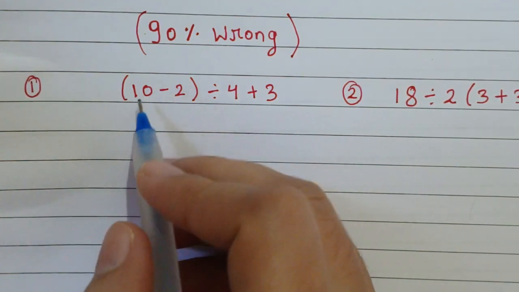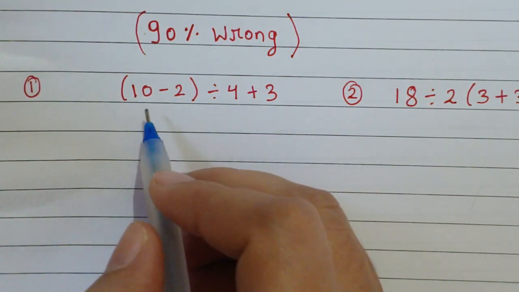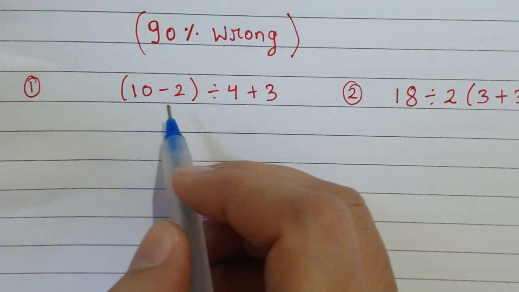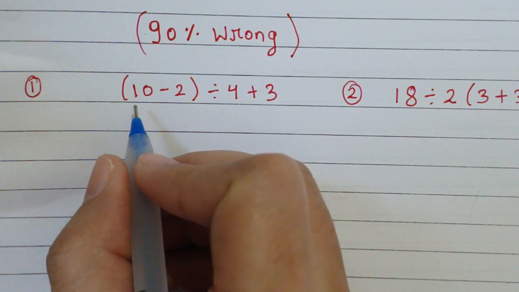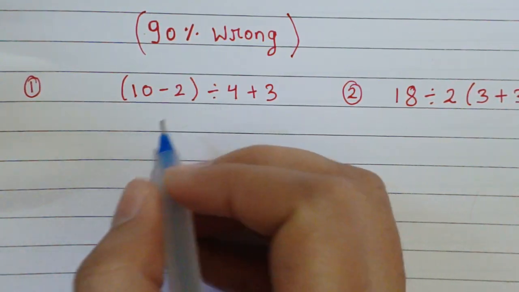So first question is bracket 10 minus 2 divided by 4 plus 3. So we solve this expression by using PEMDAS rule. We solve this expression according to order of operation, which is PEMDAS rule.